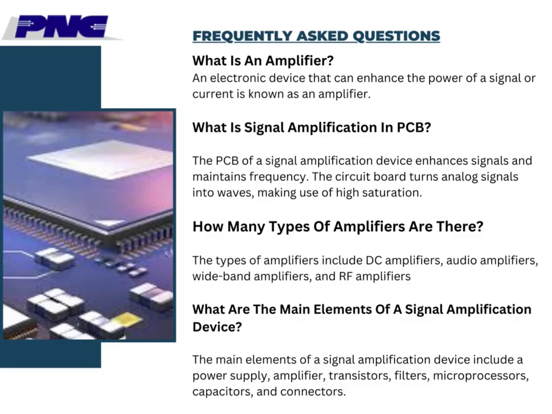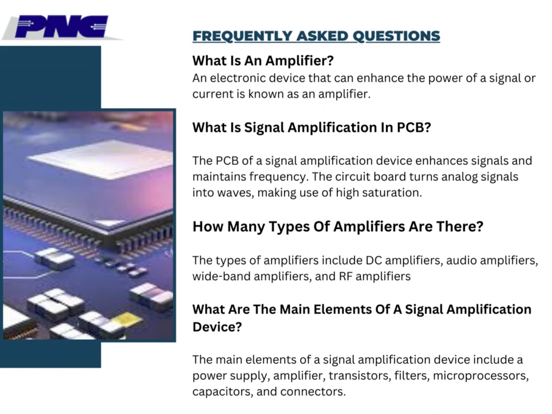Frequently asked questions: What is an amplifier? An electronic device that can enhance the power of a signal or current is known as an amplifier. What is signal amplification in PCB? The PCB of a signal amplification device enhances signals and maintains frequency. The circuit board turns analog signals into waves, making use of high saturation. How many types of amplifiers are there? The types of amplifiers include DC amplifiers, audio amplifiers, wideband amplifiers, and RF amplifiers.